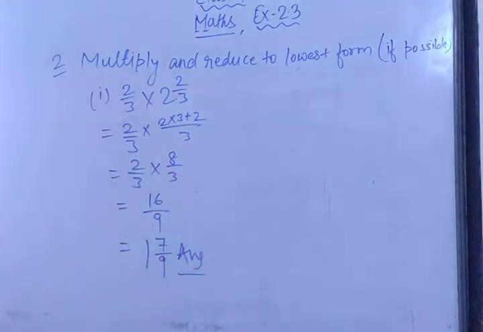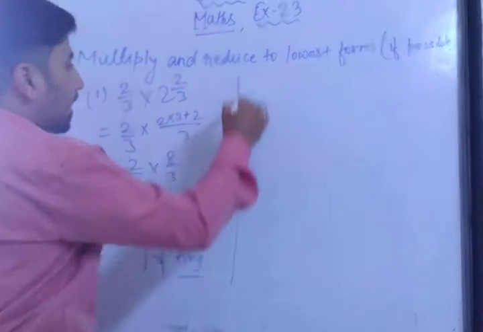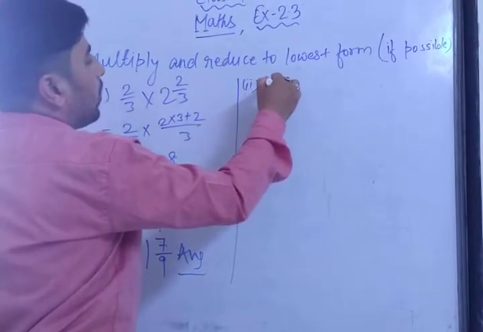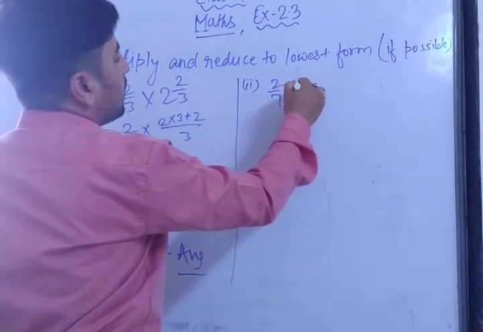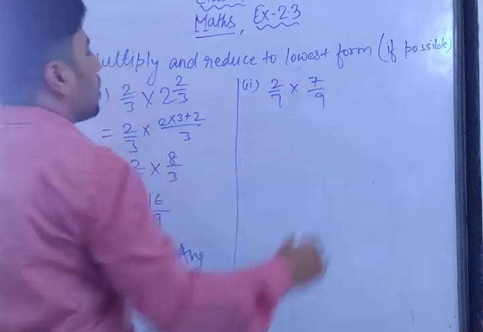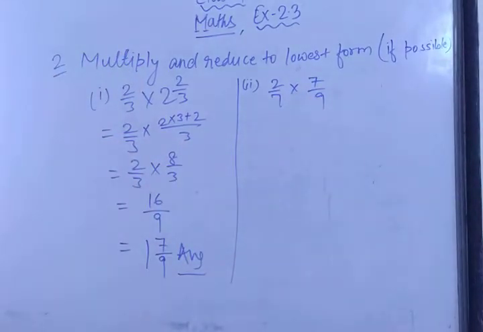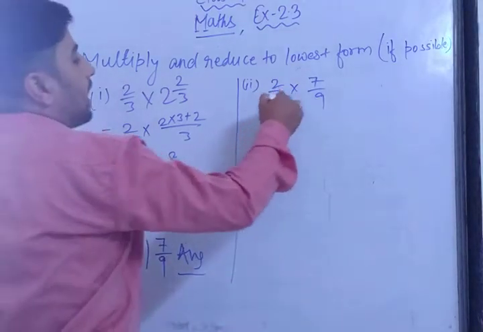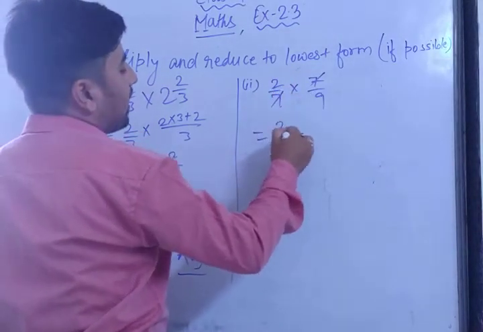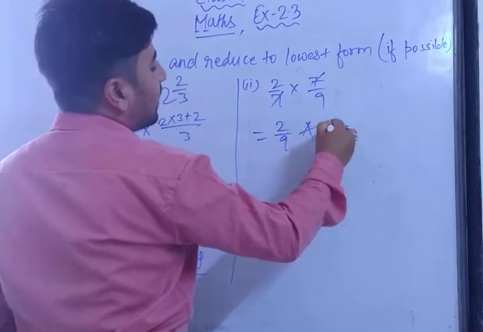Got it? This is the question number 2 first. Now we will move towards the second: 2 by 7 into 7 by 9. 2 by 7, it's very easy, into 7 by 9. Can you tell me, anyone, what we'll do? We will just cut it, right? We'll cancel this 7. 2 by 9, answer. Got it?